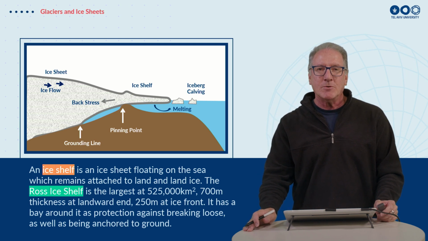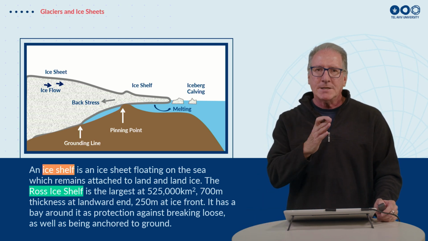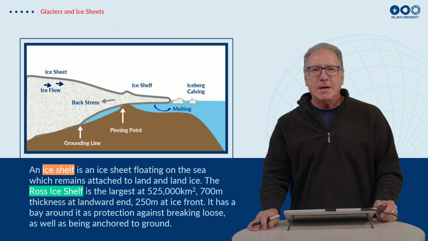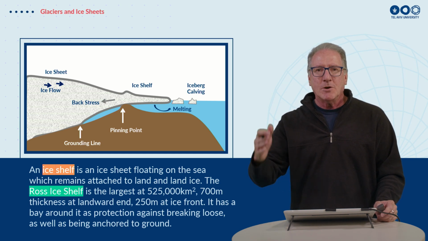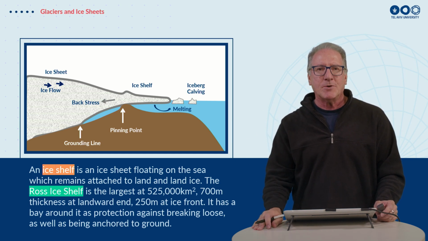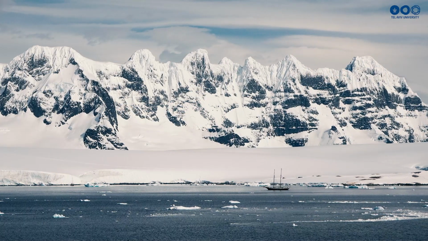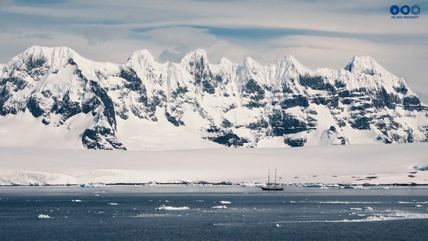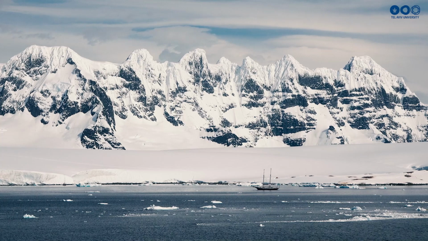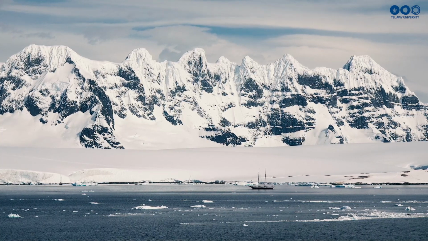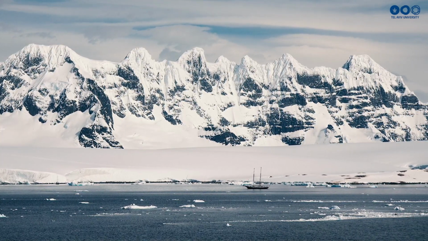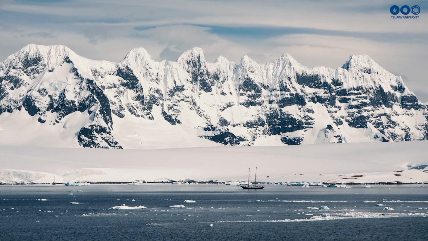It's about 700 meters thick on the land side of the ice shelf and about 250 meters on the ocean side, on the ice front. And normally the ice shelves are also connected to the continental regions around the ice shelf. So we normally have a bay which is connecting and supporting the ice shelf on three sides.